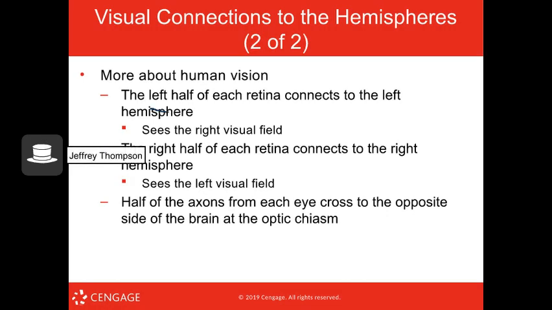So our left half of the retina is connected to the left hemisphere, but it's getting information from the right side of the visual field. Same thing with the right side. Our right half of our retina is connected to our right hemisphere, but it sees what's on the left side of our visual field. So half of our axons from each eye cross to the opposite side of the brain at what's called the optic chiasm. So there is some crossing over of visual information.